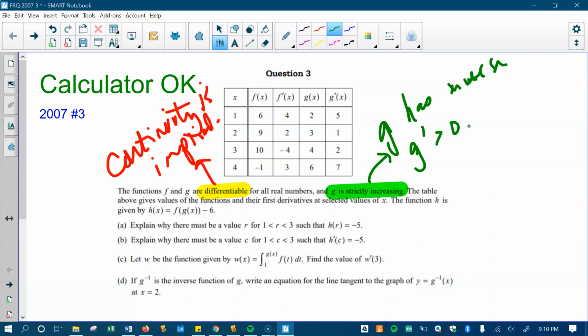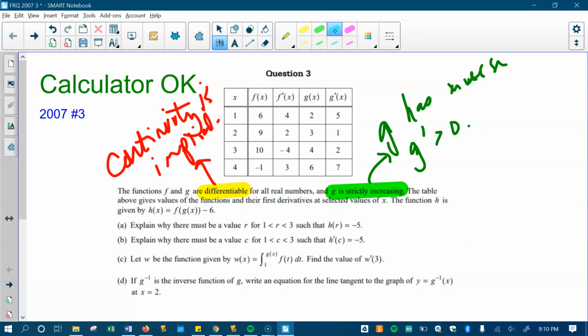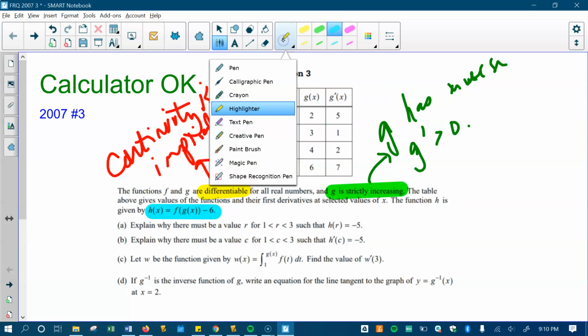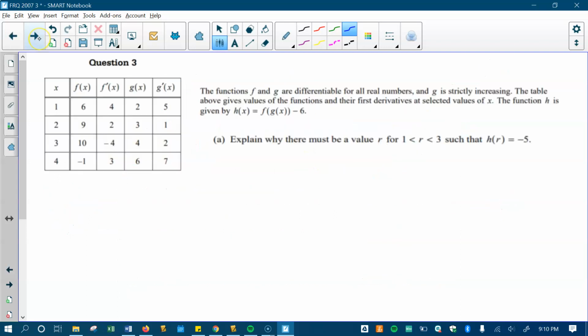The table above gives values of the functions and their derivatives. The function h is given by, okay, so then they give us this arbitrary function here, h of x is equal to something. Notice that that's going to be a chain rule problem. So if they ask us for the derivative here, we would need a chain rule. Okay, so let's see what they're doing here. I read the introductory paragraph, lots of information there. Let's go and see how this factors into the problem.